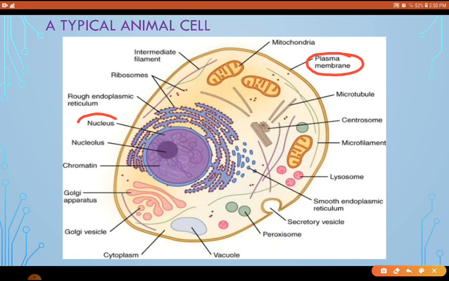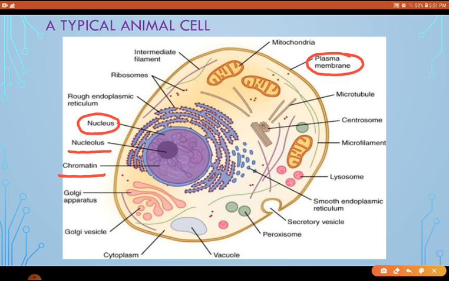Next comes the nucleus that is present in the center. In the nucleus, there is a small structure that is known as the nucleolus. Nucleolus is known as the factory of the ribosomes. Next, in the nucleus, chromatin material is present. Chromatin material is the genetic material which controls all the activities of the cell.